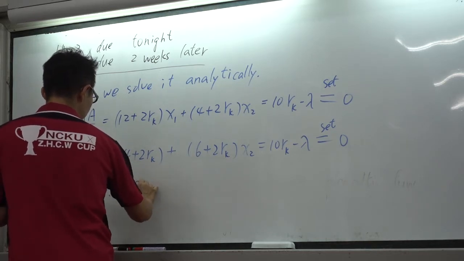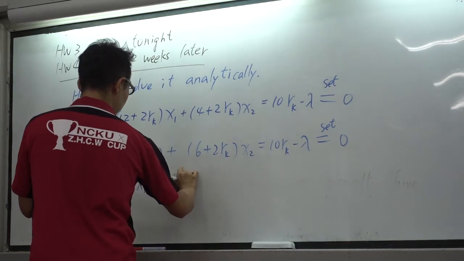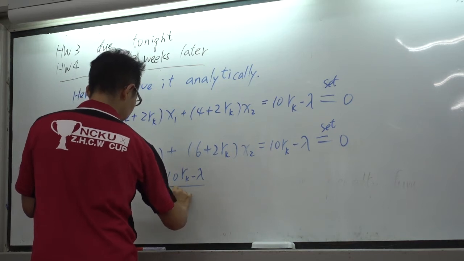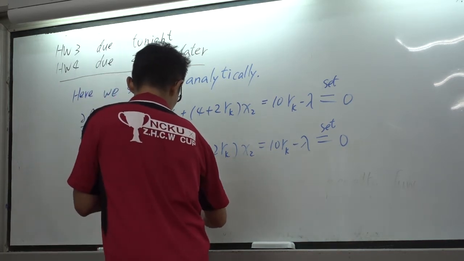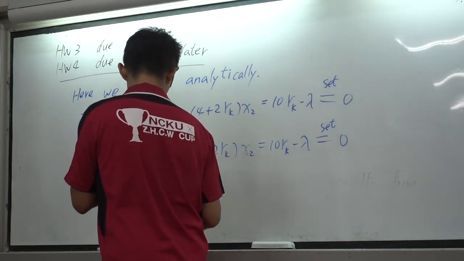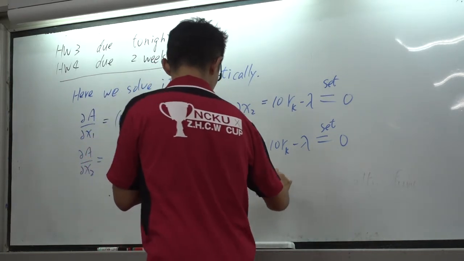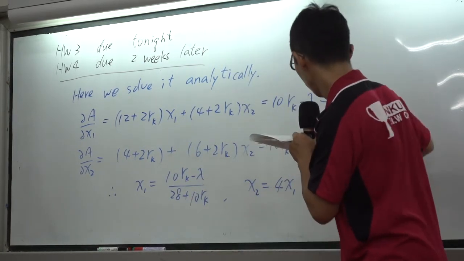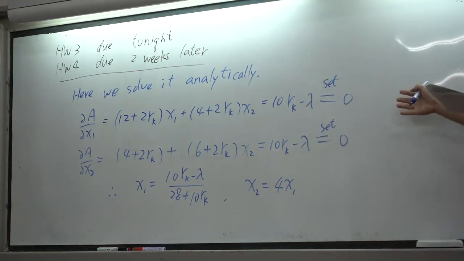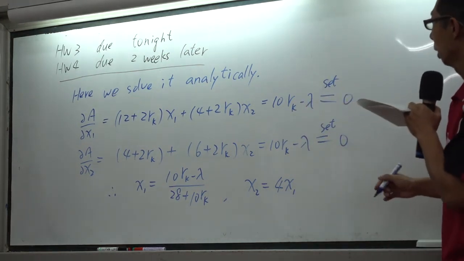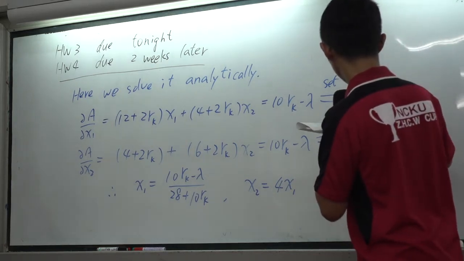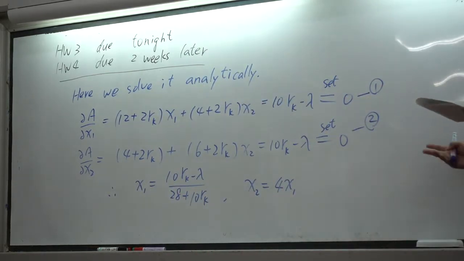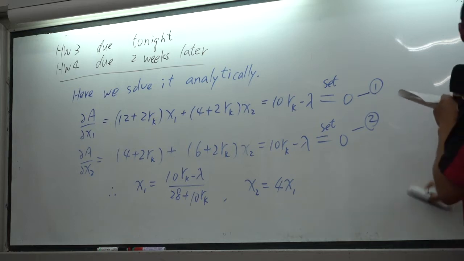After solving for x1 and x2, you will see that x1 is just 10 times Rk minus lambda, divided by 28 plus 10Rk. And x2 is just 4 times x1. So you can perform the multiplication. After solving the two equations, let's say this is equation 1 and that is equation 2, if we combine equations 1 and 2, we can get the solution like this.